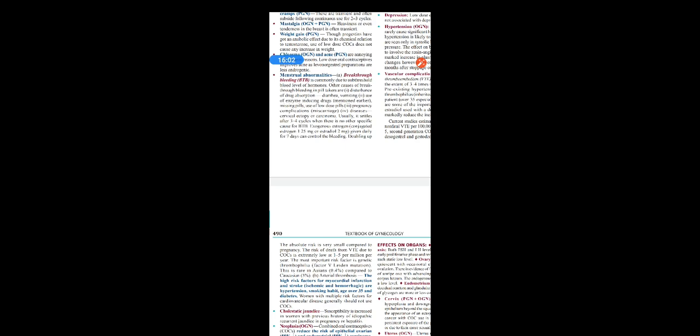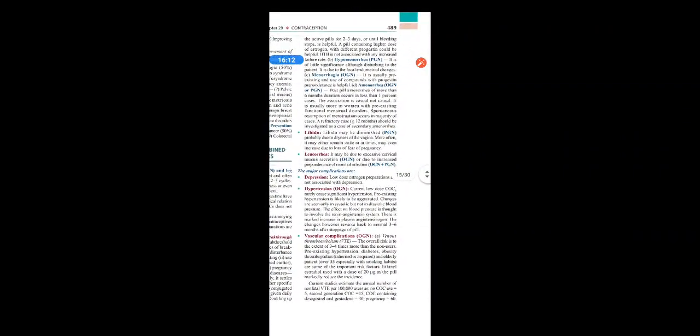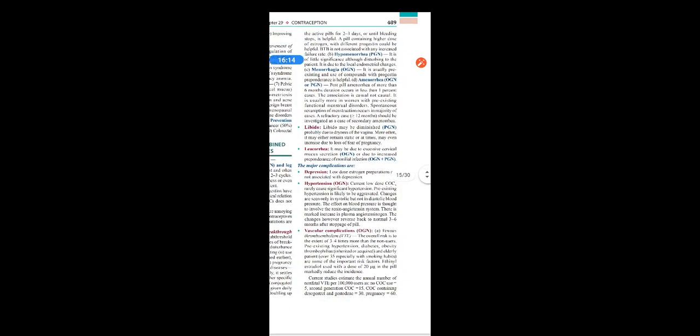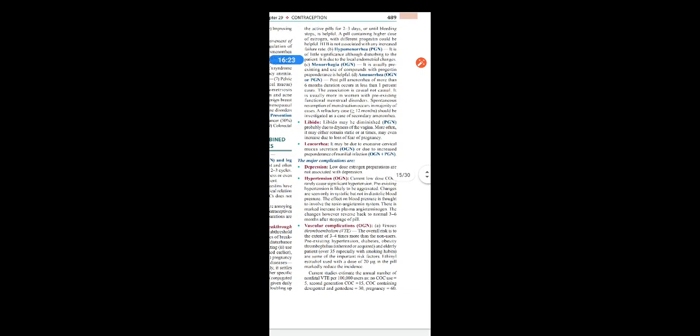Exogenous estrogens, that is the conjugated estrogen 1.25 mg or estradiol 2 mg, given daily for 7 days, can control the bleeding. Doubling of the active pills for 2 to 3 days or until bleeding stops is helpful. A pill containing higher doses of estrogen with different progestin could be helpful. BTB is not associated with any increased failure rate.